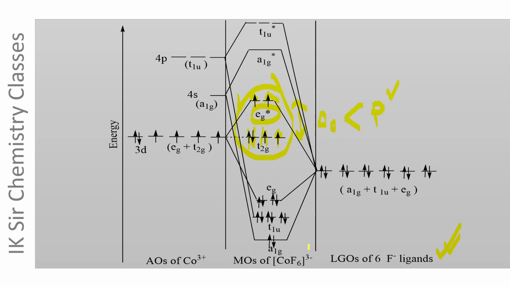[CoF6]3- has the same number of 4 unpaired electrons as in the case of free transition metal ion, free Co3+ ion, and therefore [CoF6]3- is a high spin complex having the same number of unpaired electrons as in the case of corresponding free transition metal ion.